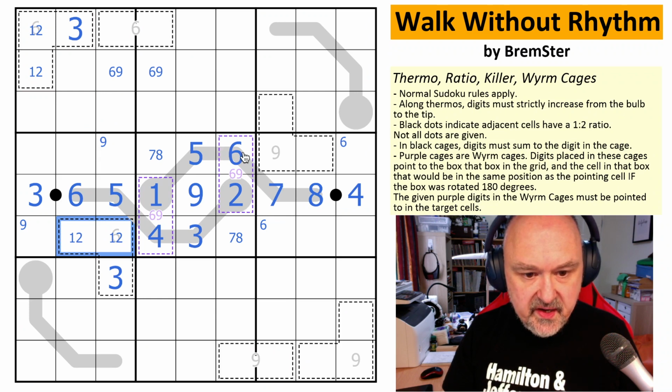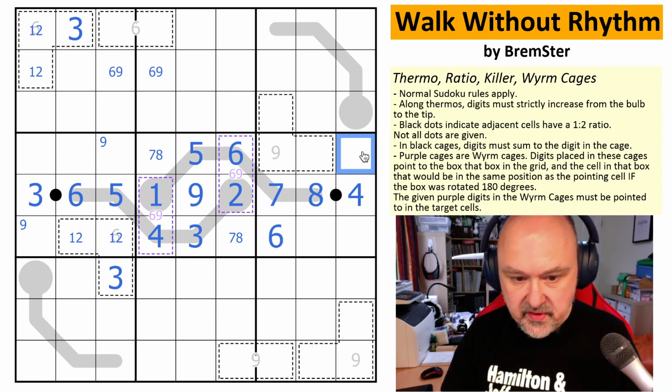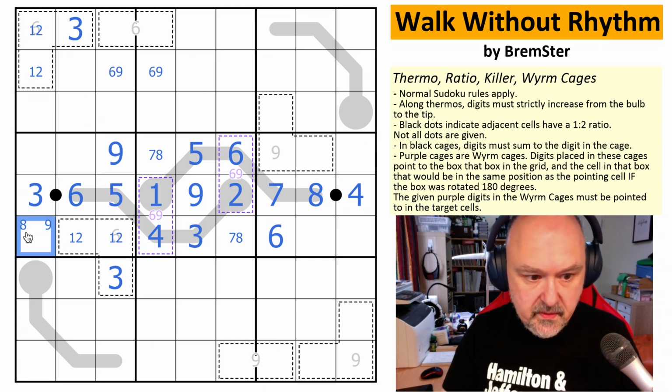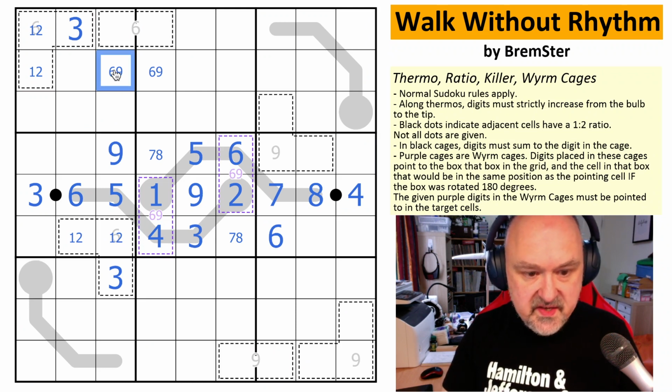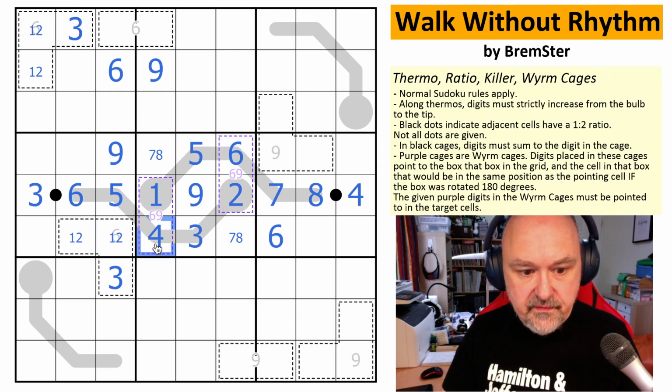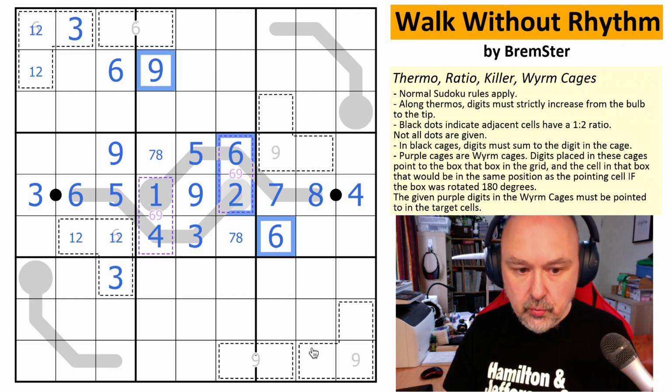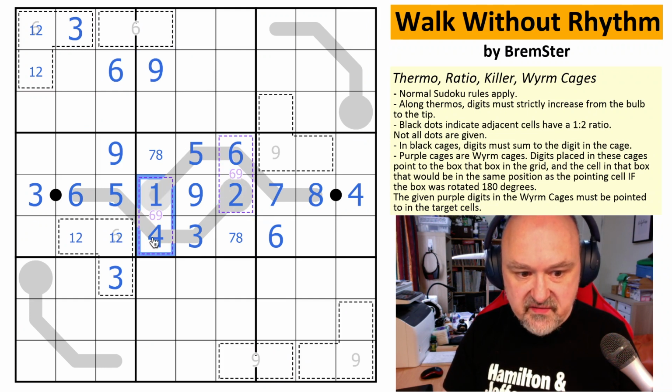So we now know that this is the 6 and this is going to point to the 6. So the 6 is here, not here. The 4 is going to point to the 9. And this makes this the 6 and this the 9, and this actually works now. So 4 is pointing at 9, 1 is pointing at 6, 2 is pointing at 9, and 6 is pointing at 6. So that all works, and these cages have now been fulfilled.